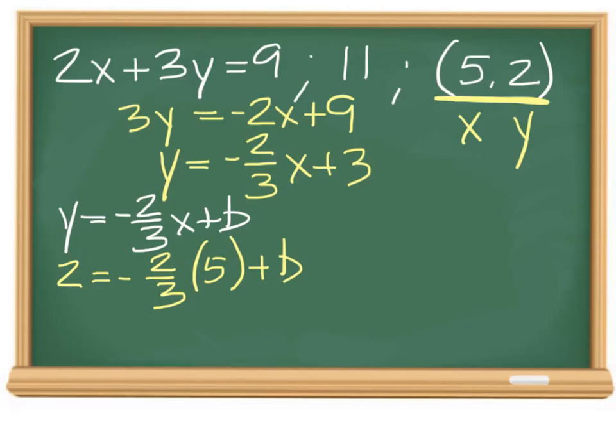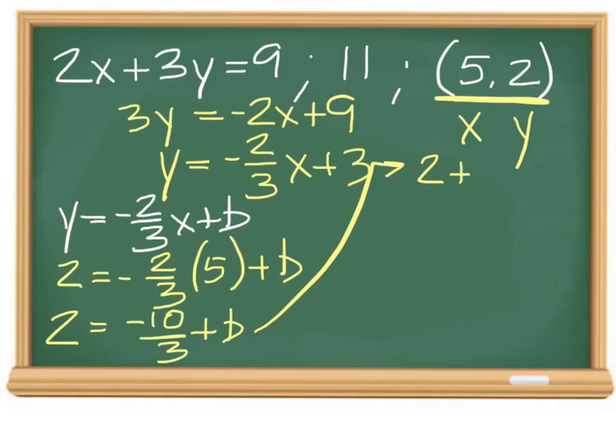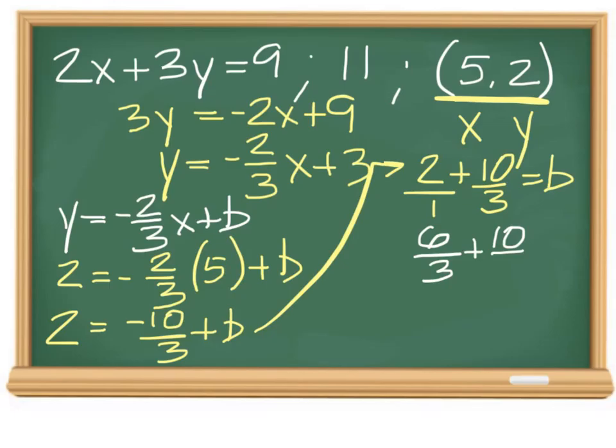We have to solve for b now. So 2 equals a negative 10/3 plus b, which you must move to the left. 2 plus 10/3 equals b. And now you need a common denominator, because that's really 2/1. Common denominator is 3, so that makes this 6/3. And you can add those together to get 16/3.